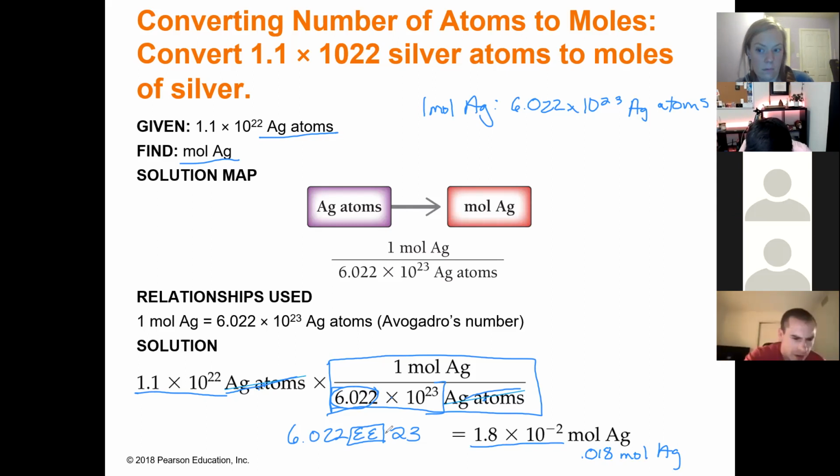Is there a way to do it without the calculator? Can I subtract the exponent parts, dividing these two numbers by each other? Can you divide like 1.1 by 6.022? I mean, you could take the 1.1 and divide it by the 6.022 and then subtract the exponents if you wanted to. I'm not going to teach it that way, but I get what you're saying. You could do it that way.